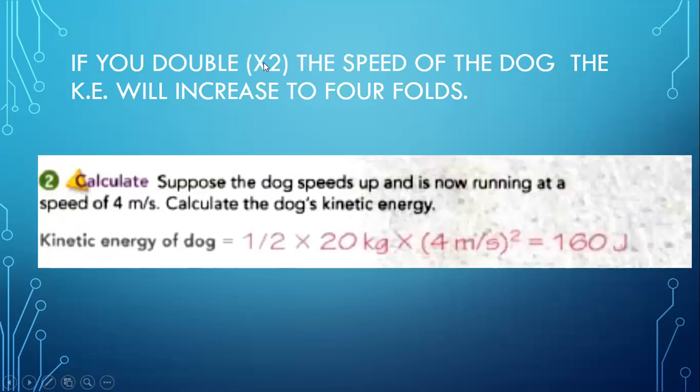So if you double the speed of the dog, making it times 2, the kinetic energy will increase fourfold. Why? Because the speed will be squared. So 2 squared will be 4. Yes, excellent. It will be 4 folds of its kinetic energy.